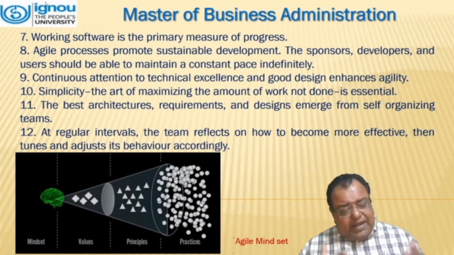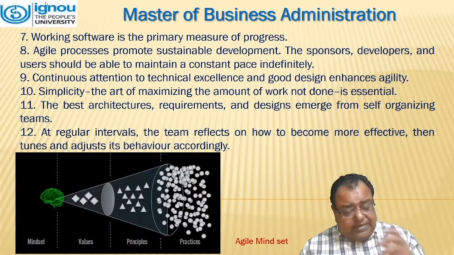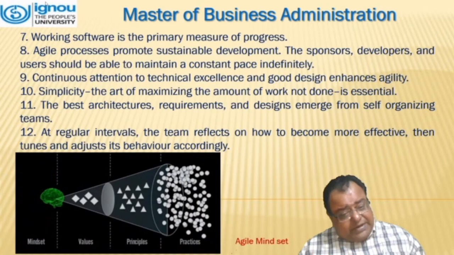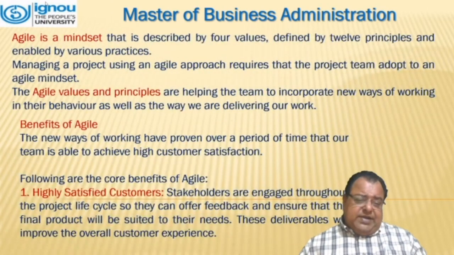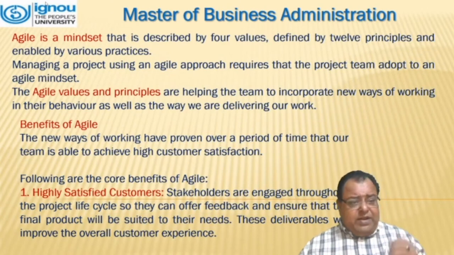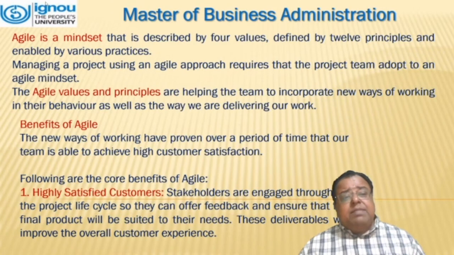This we can see in four levels how this agile mindset is all about. It consists of mindset, values, principles, and practices. Agile is a mindset that is described by four values, defined by 12 principles, and enabled by various practices. Managing a project using an agile approach requires that the project team adopt an agile mindset.